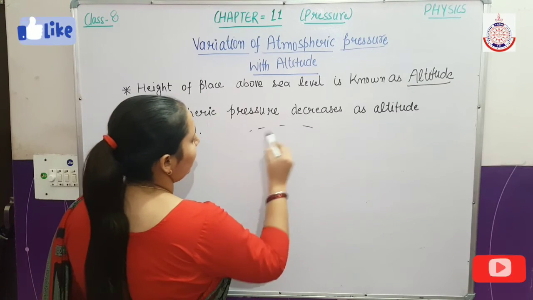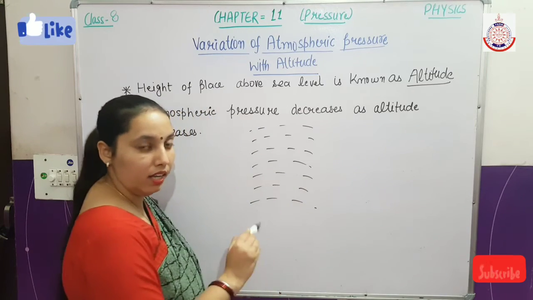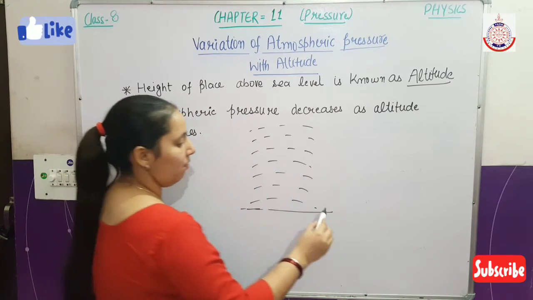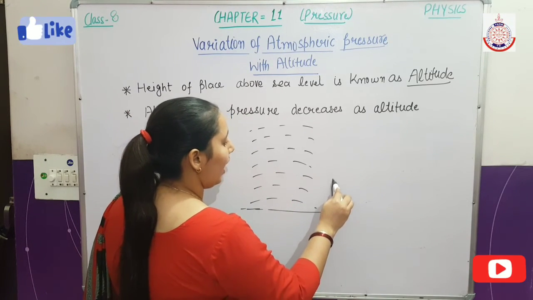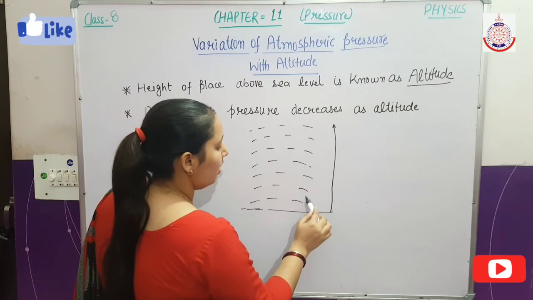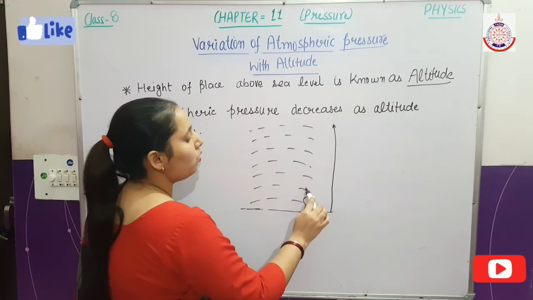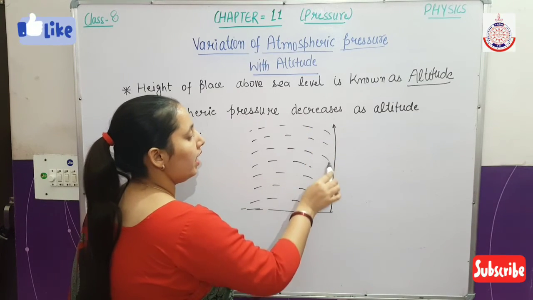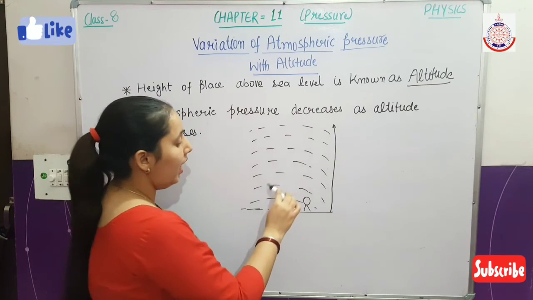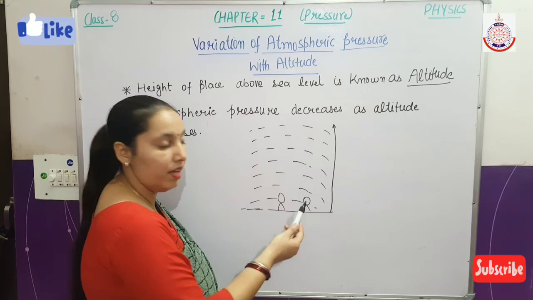So we have different layers of air. Suppose this is above the sea level, I am drawing it, and as you know, the height increases like this. If the person is at this point, then too many layers of air are above it. Too many layers are there. It means its weight is very high, so the atmospheric pressure is also very high.